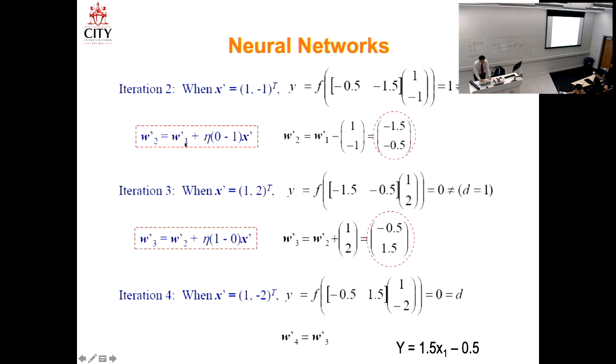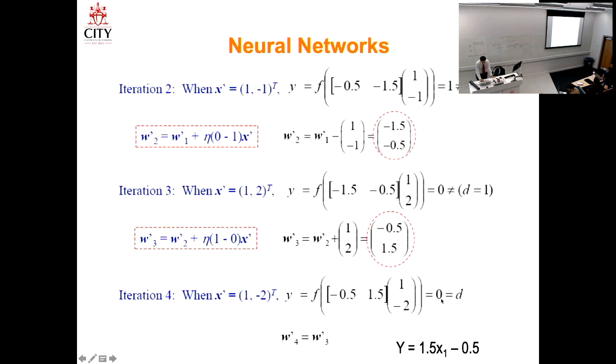So W2 is W1 plus eta times (0 minus 1) times x. And this is my third one now. So I take this third one, update the W. I update the W because it was wrong. I run the third one, which is 1, 2. And again, it is wrong. So again, I update the weights, and then I come with these numbers: minus 0.5, 1.5.